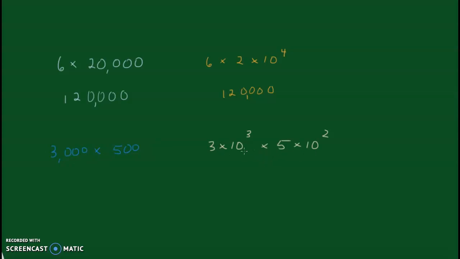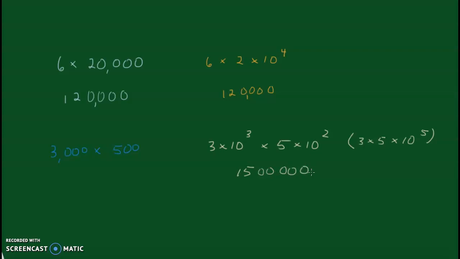And when I look at this problem, I'm going to actually think of it this way. I'm going to think of it as 3 times 5. And if we put 10 to the 2nd and 10 to the 3rd together, that gives me 10 to the 5th. So 3 times 5 is 15. 10 to the 5th is going to give me 5 zeros because that's 100,000. And 100,000 has 5 zeros.